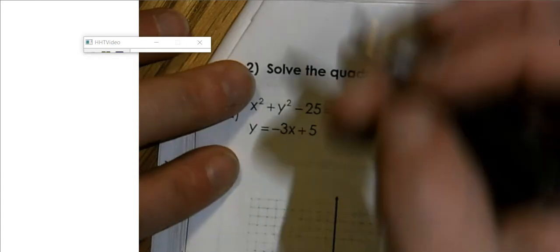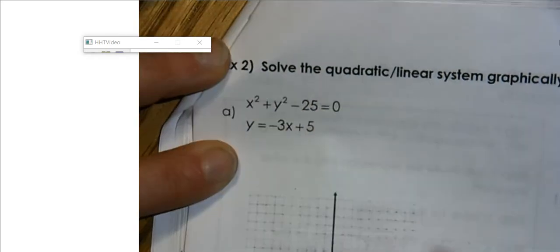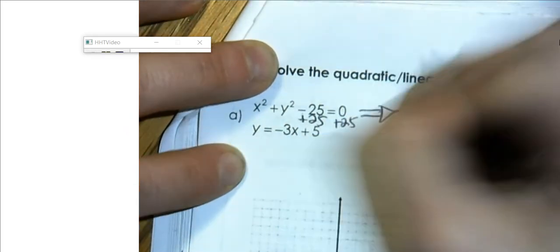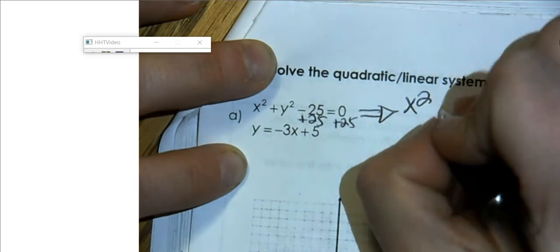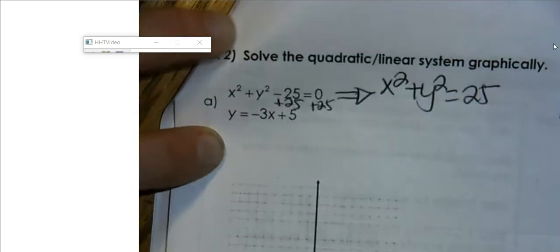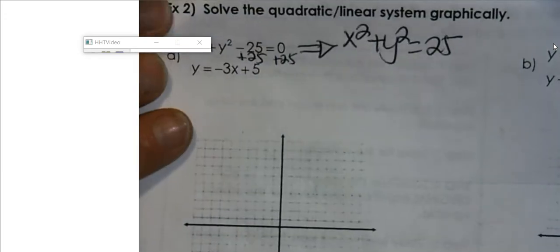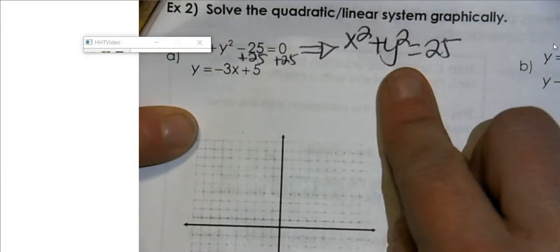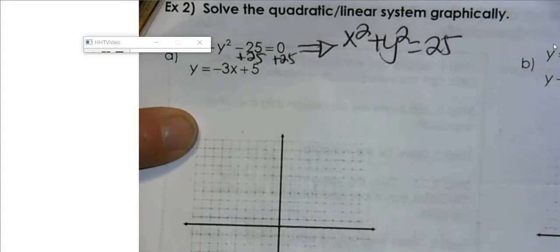So the problem with this equation is that x squared and y squared are not alone. So we're going to start off by adding 25 on both sides. And when you do that, you end up with the equation of x squared plus y squared equals 25.